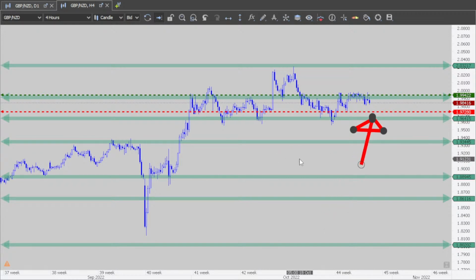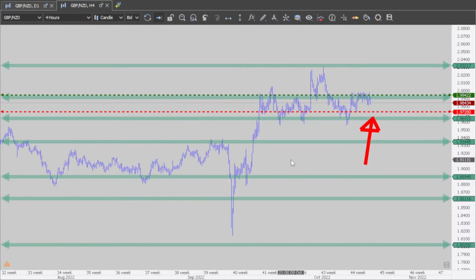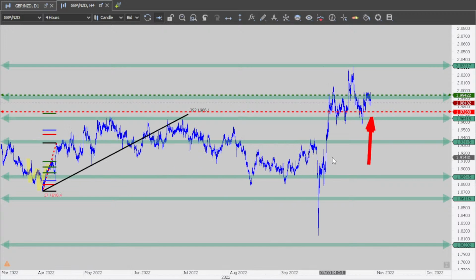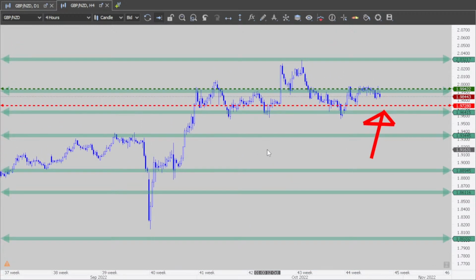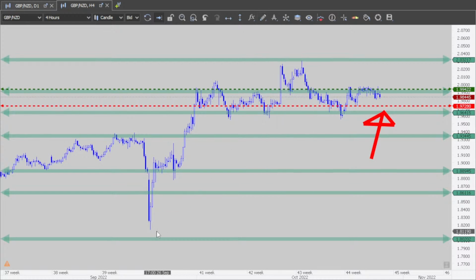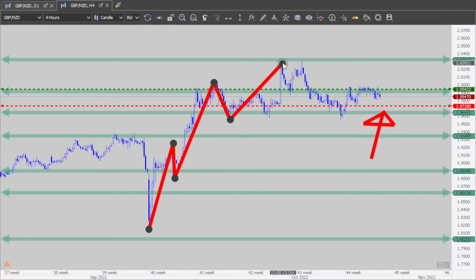Talking about the short-term trend. Remember, not all highs and lows are relevant. If you were going low to high, high to low, low to high, high to low, low to high.